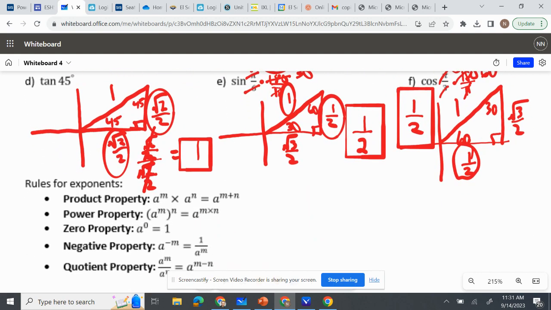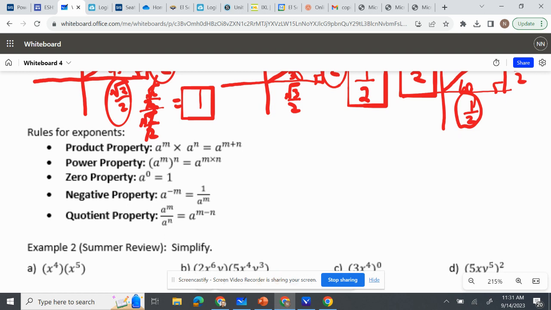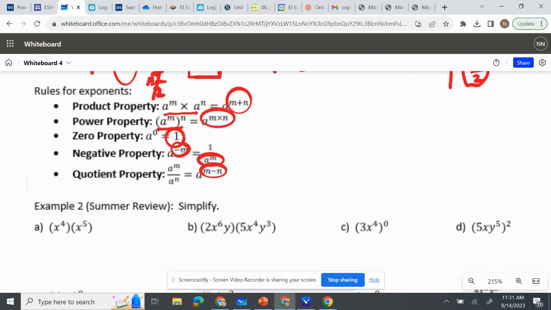Now we're going to look at the rules for exponents. Product property: when we multiply, we add the exponents. When we raise an exponent to an exponent, we multiply. Anything to the 0 power is 1. Whenever we have a negative, we flip it to the bottom. And whenever we divide, we subtract the exponents.